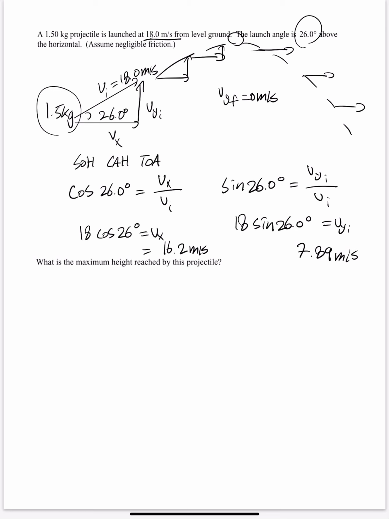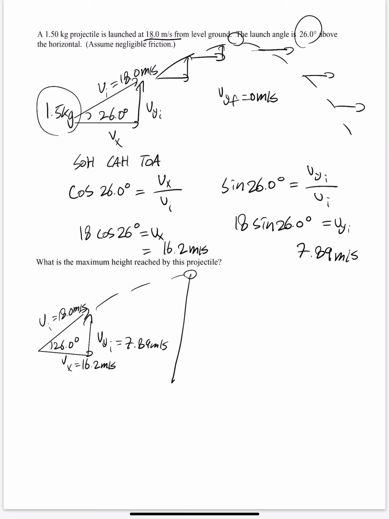So what we can do is, let's redraw the picture. Let this equal the maximum height, which is dy, and we can let the velocity here equal Vyf.